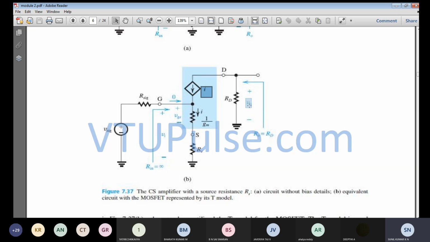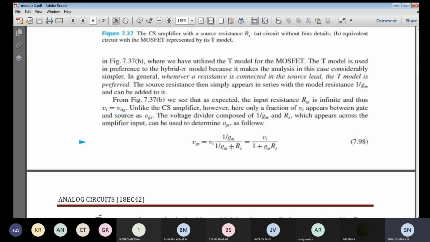In order to find this, first we need to find out the input voltage. The normal procedure is: first calculate the input resistance, then the input voltage, then the output voltage, and the current which is flowing. Then we need to find the open circuit voltage gain, the normal voltage gain, as well as the overall voltage gain. So all these 5 parameters we need to find out.